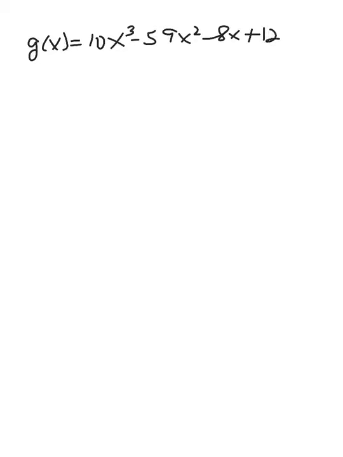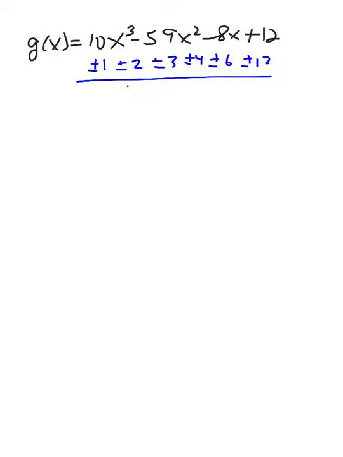All right, so 5b is g of x equals 10x to the third minus 59x squared minus 8x plus 12. Okay, so I'm looking for my rational zeros. So the constant is 12, so it's plus minus 1, plus minus 12, plus minus 2, plus minus 6, plus minus 3, and plus minus 4, over what gives me 10: plus minus 1, plus minus 10, plus minus 2, and plus minus 5.